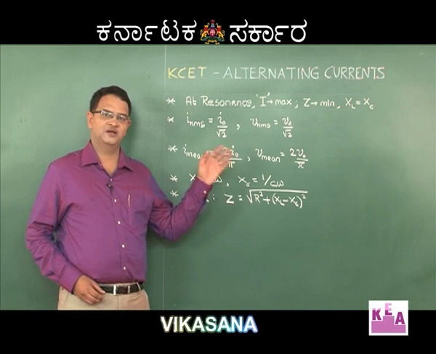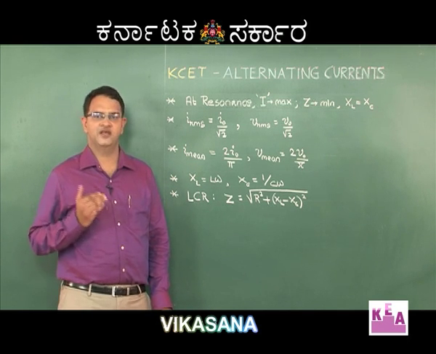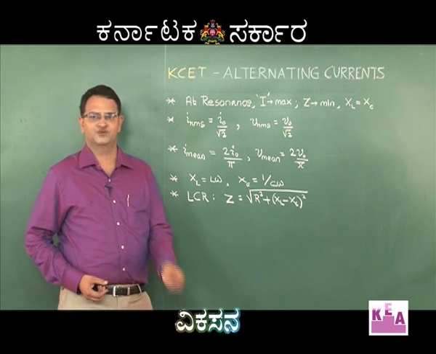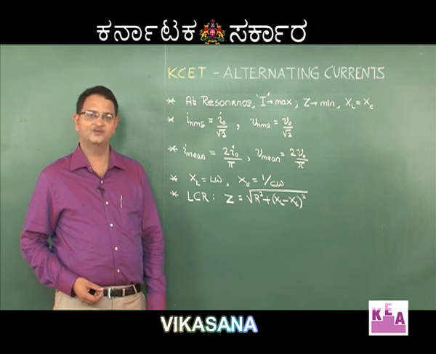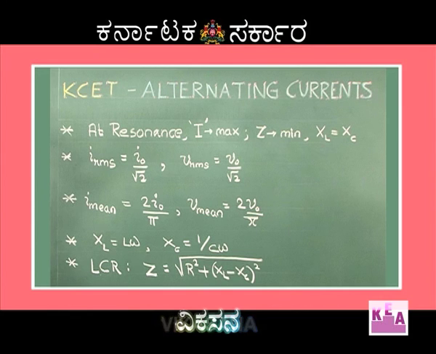Direct application based questions will be asked from this. And one thing we must be able to remember is that a multimeter, when it is used to measure the current flowing in an AC, is going to measure always the RMS value, never the instantaneous value.